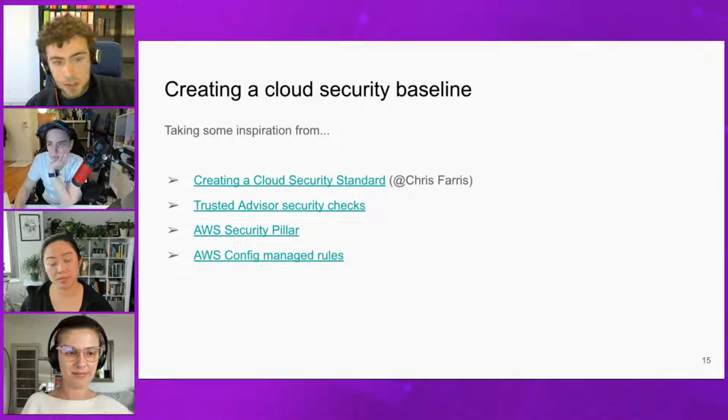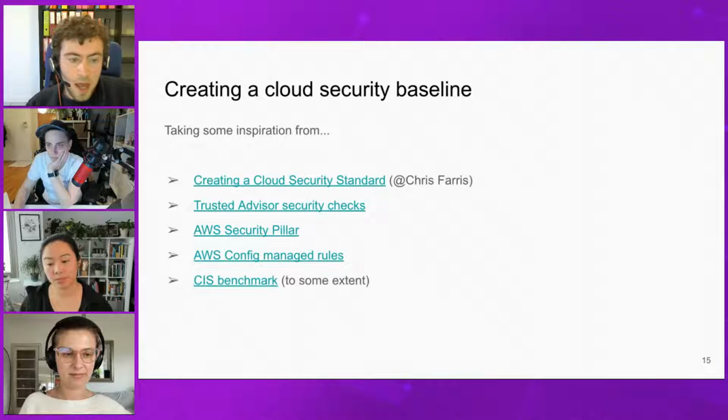Trusted Advisor security checks, the AWS security pillar, and AWS Config managed rules. So these are not how we are going to scan for these issues, but it's just some inspiration that we can take for checks that can be useful to us depending on what we want to focus on. And we also have the CIS benchmark to some extent.